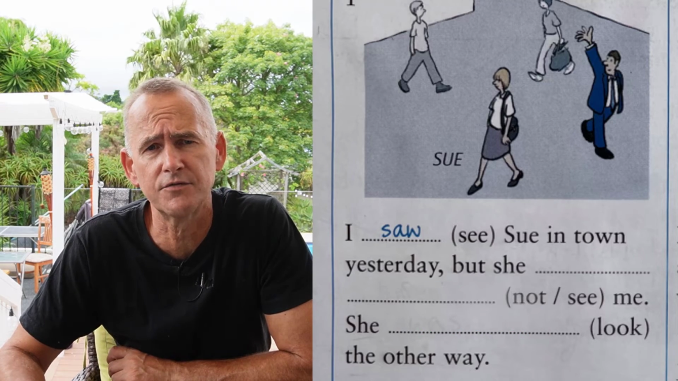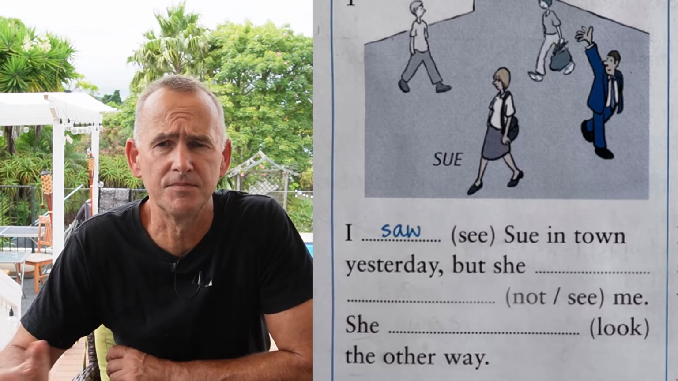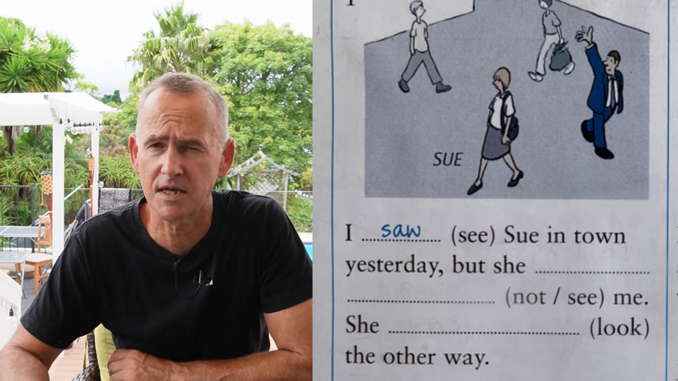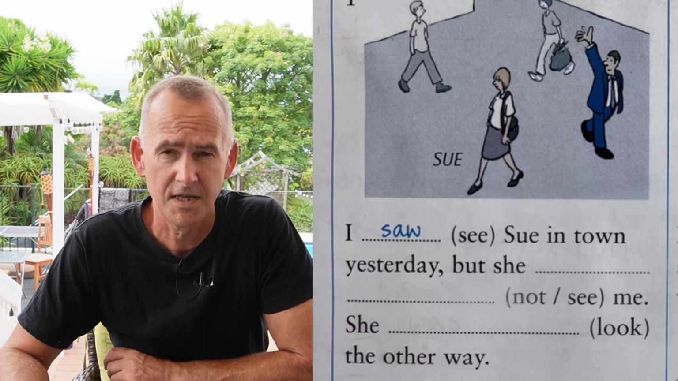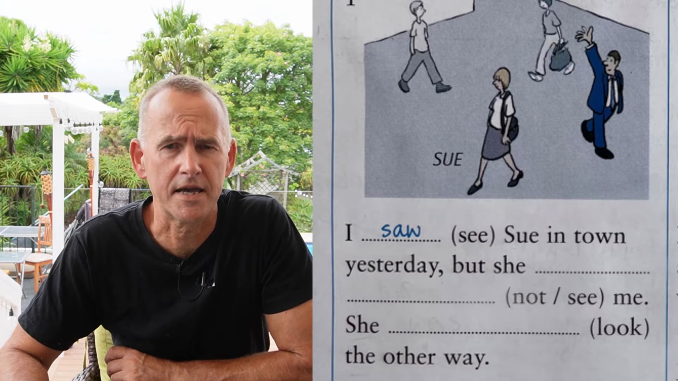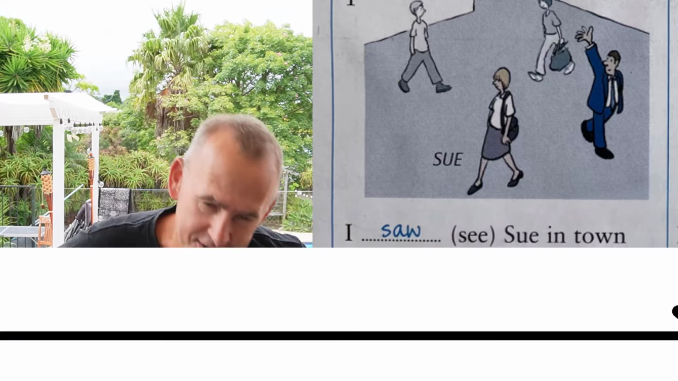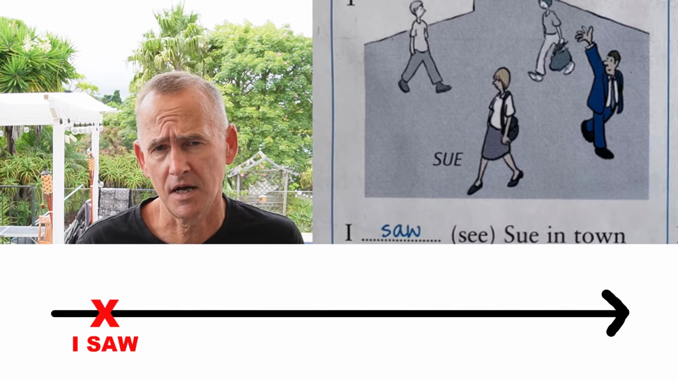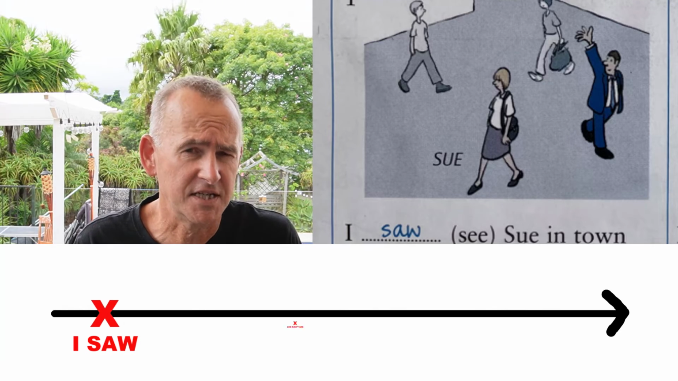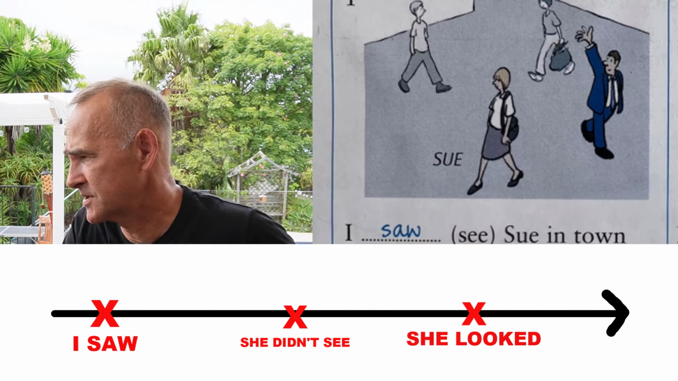What does it mean if we say, I saw her, she didn't see me, she looked the other way? What does that mean? It means she hates me. She does not like me. Why? Because first I saw her, then she didn't see me, then she looked the other way.